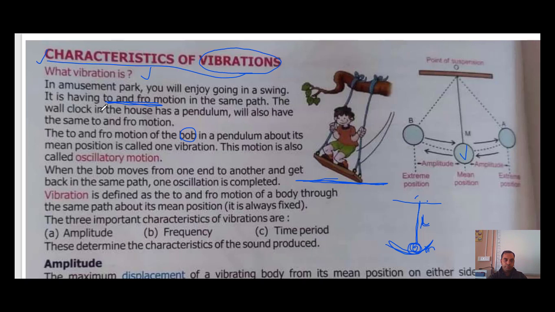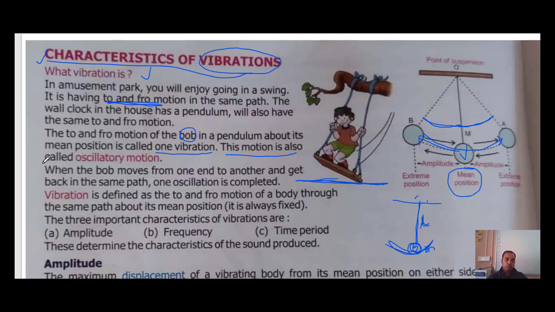So the to and fro motion of the bob in a pendulum about its mean position is called a vibration. This is the mean position. Mean position means if you keep this pendulum at rest, it will be in this position. Now from this position it goes to this direction, again it comes back and moves to this direction, and this motion continues. So the to and fro motion of the bob in a pendulum about its mean position is called one vibration. From its mean position it will go left, come back, go right, come back. That is one complete vibration.